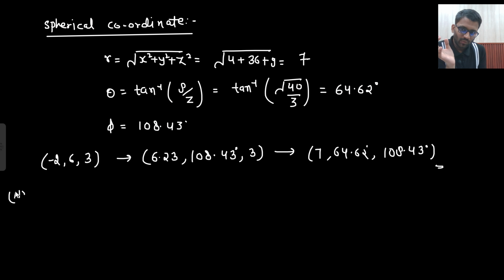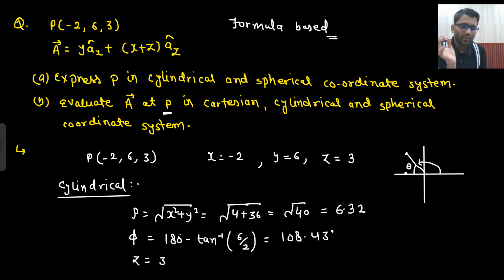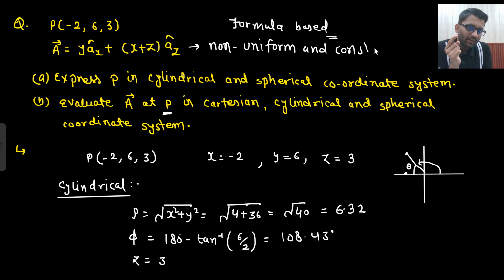So let's find out the value of point P in Cartesian first. So this is the second problem we are solving. Sorry, not point P, sorry. Let's find the value of vector A. What is a vector A? It is a non-uniform and constant vector field. Say yes or no? Non-uniform and constant vector field.